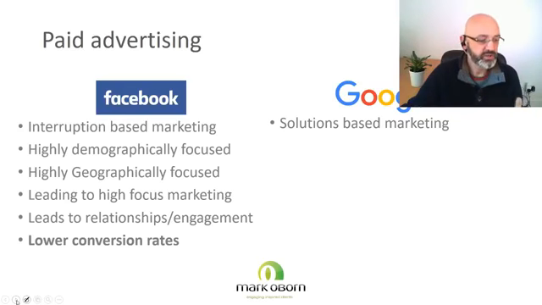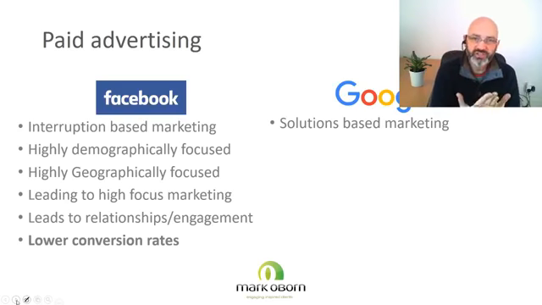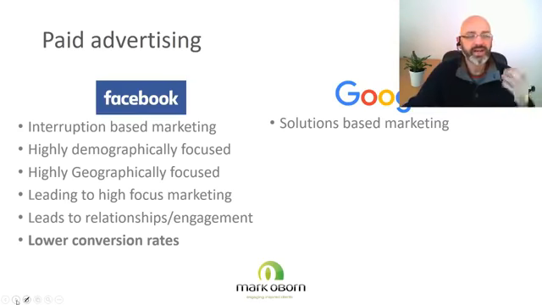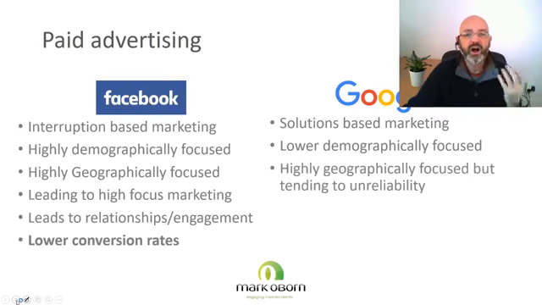Google, on the other hand, is solutions-based marketing. So remember, when someone is on Google, they are searching for a solution to a problem. They're either searching for how to solve a problem or they're searching for a solution provider. So people are in problem mode when they're on Google. So we're not having to interrupt them in the middle of doing something else. They are looking for a solution to a problem. You can demographically focus with Google. So people do put their age and gender and geographical location into Google. However, I find it tends to be a bit more unreliable.